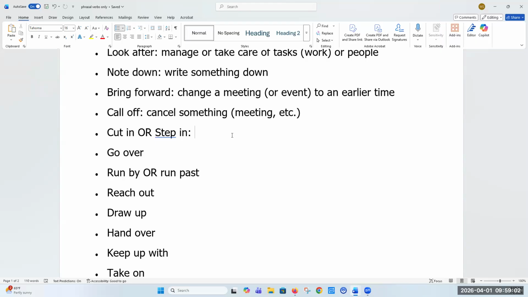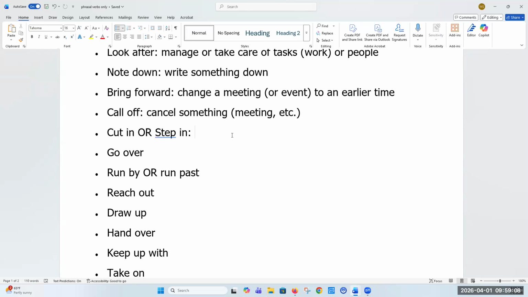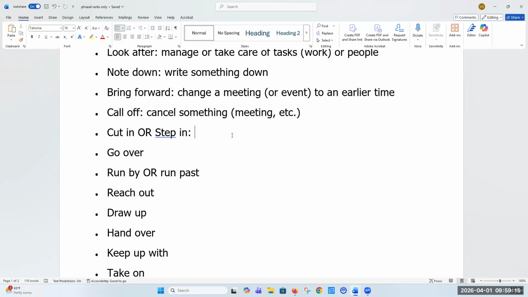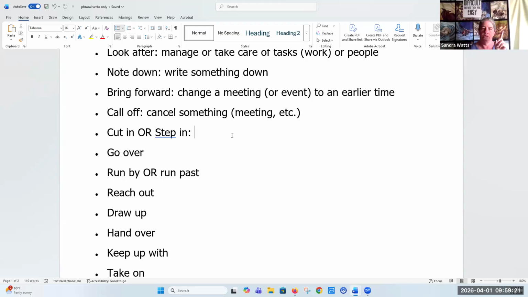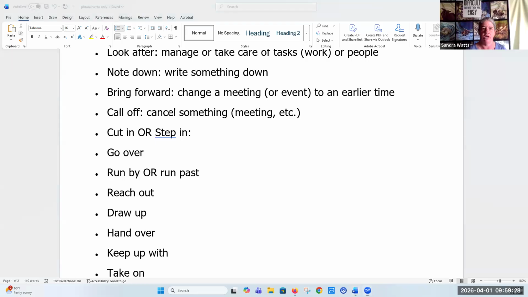Okay, let me give you an example. When you are practicing in your breakout rooms, sometimes the teacher cuts in. When you have a mistake in your grammar, sometimes the teacher cuts in.